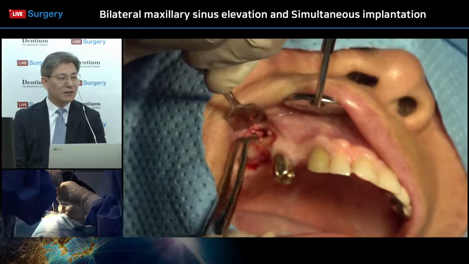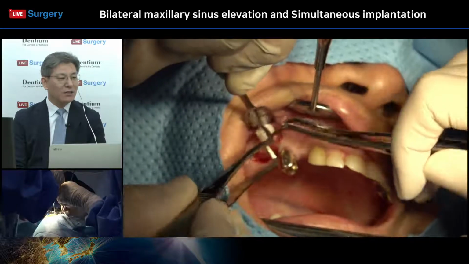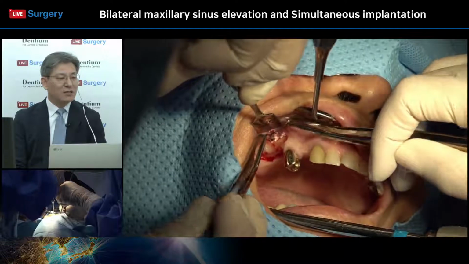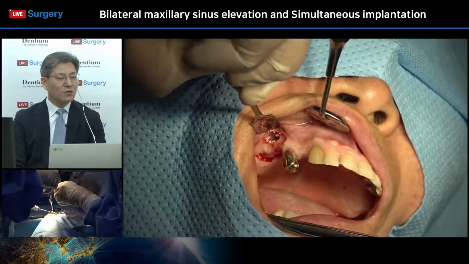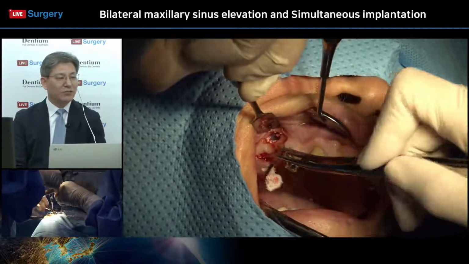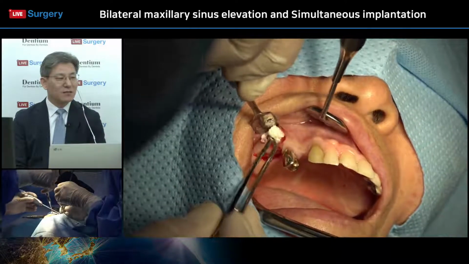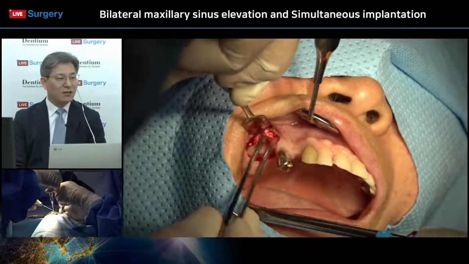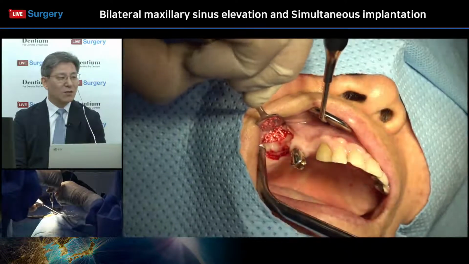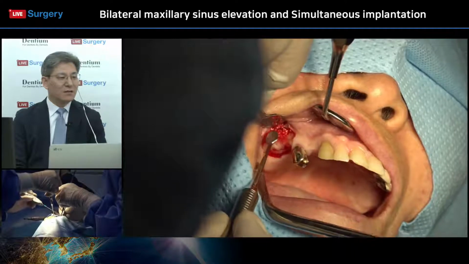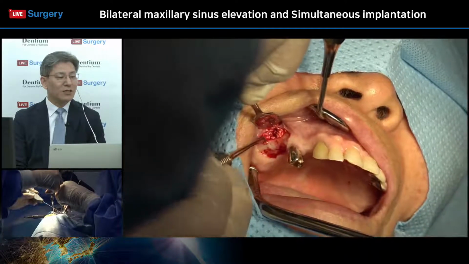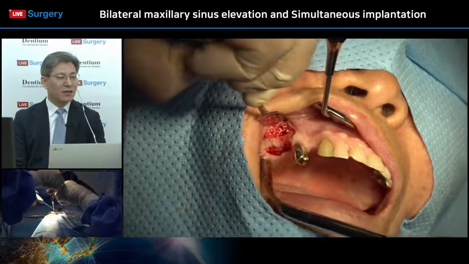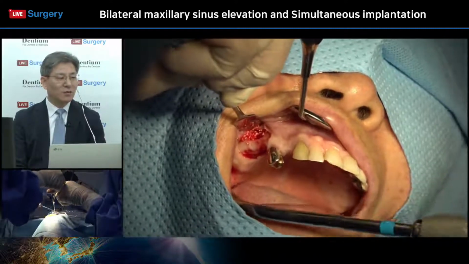Okay, after that, making a space and then putting in the graft. This graft material is Osteon 3 Collagen. This graft material is very beneficial, especially in sinus elevation procedures and also GBR procedures. I love this kind of graft material, Osteon 3 Collagen. The graft particle is the same as Osteon 3, and the collagen binder holds the particles. So it is very easy to manipulate, with holding properties higher than particulated bone. Just put it in the sinus cavity and push the distal and mesial parts with a small round curette.